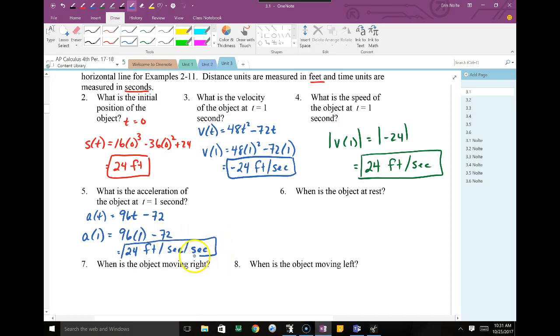Okay, so that means that this object is increasing in speed by 24 feet every second. Okay, so it's getting faster, right? It's speeding up.